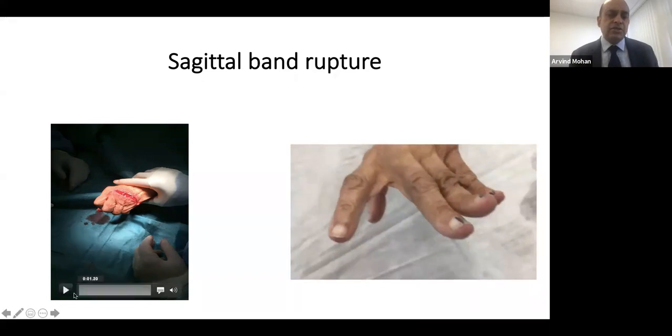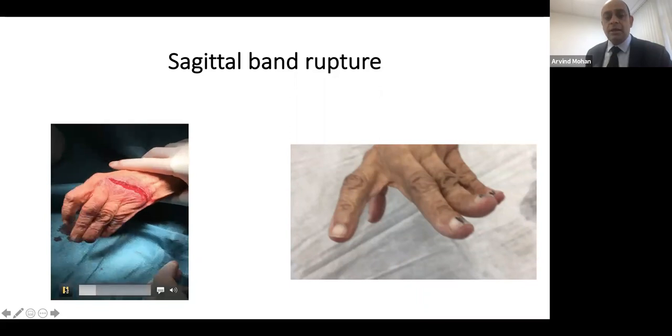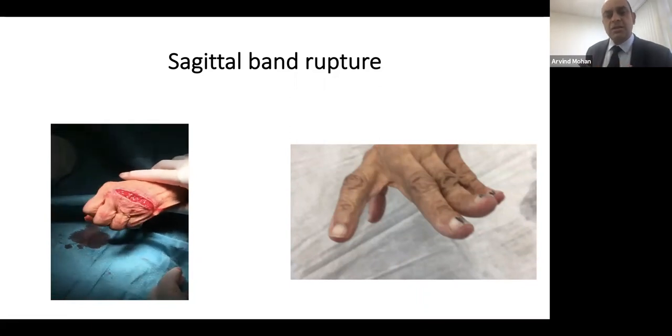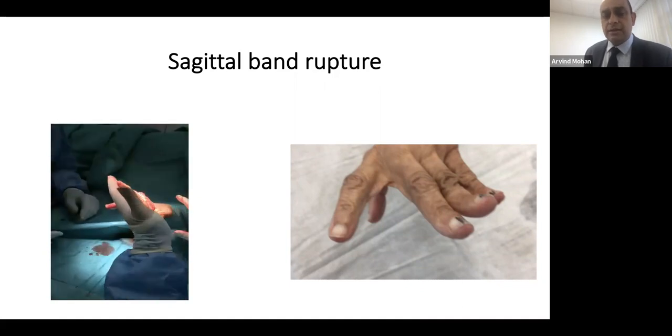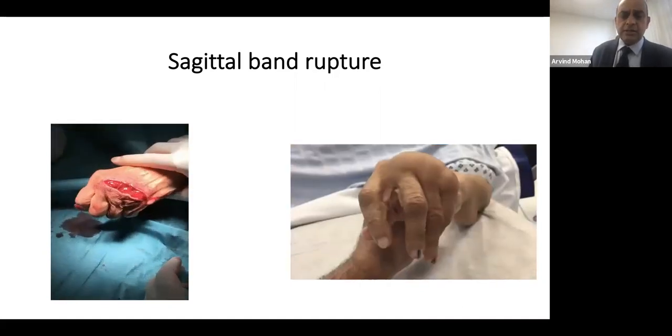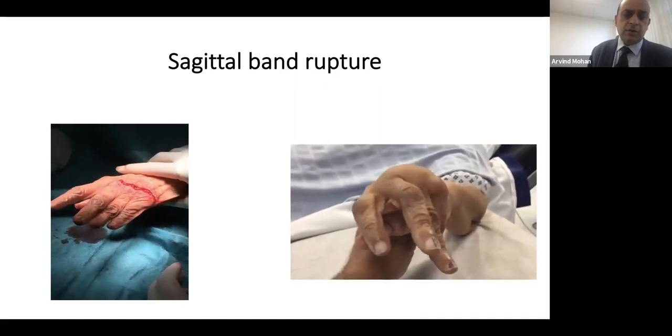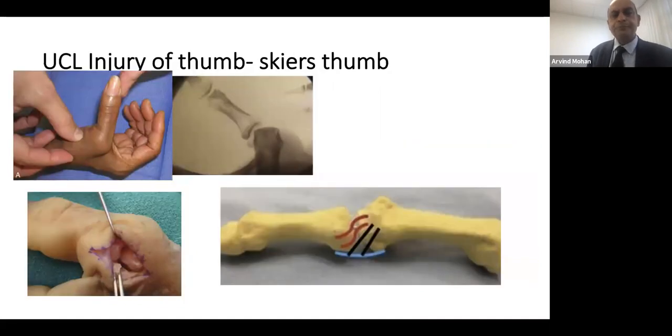I tend to do this surgery as a wide awake procedure under a local anesthetic, so you can clearly see here how you can actually assess it whilst the patient is having the repair done at the same time. A lot of my practice in terms of extensor tendon is based upon wide awake surgery now.